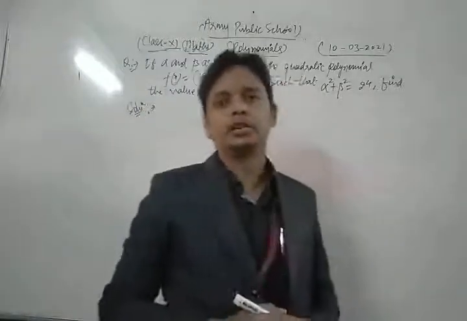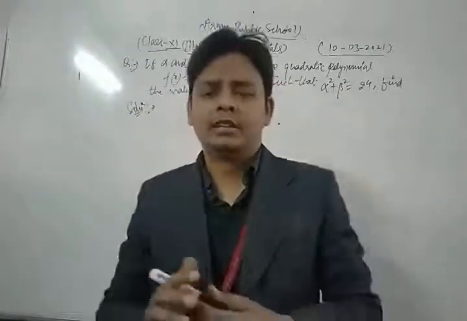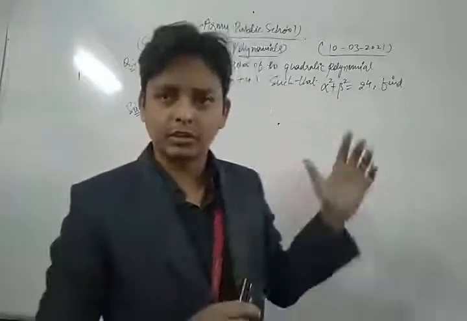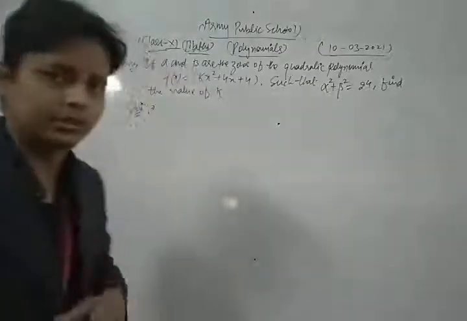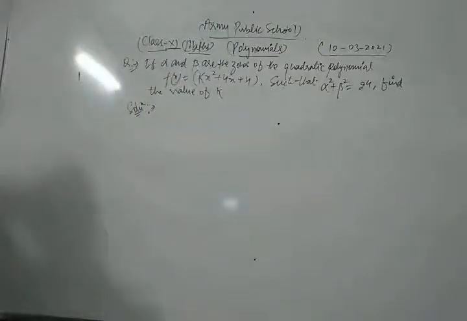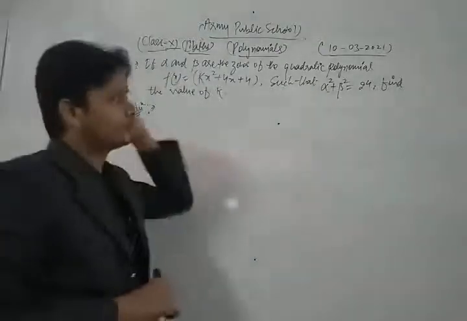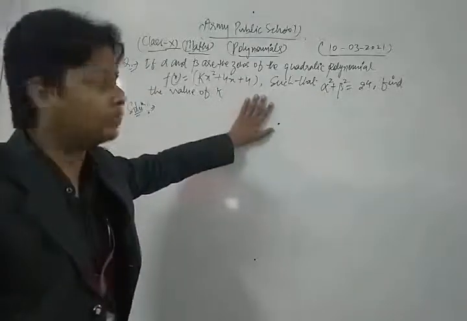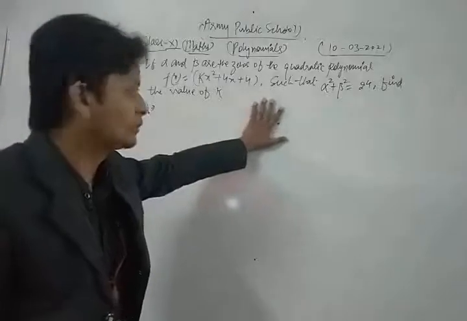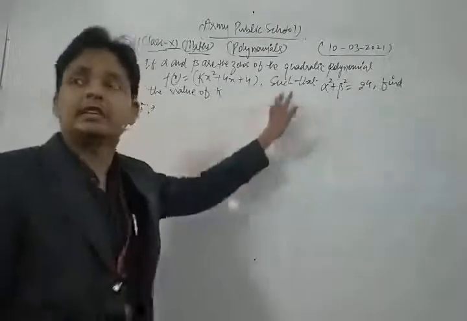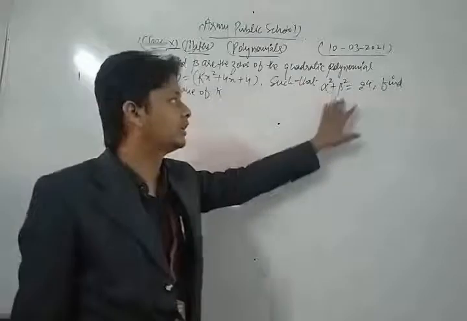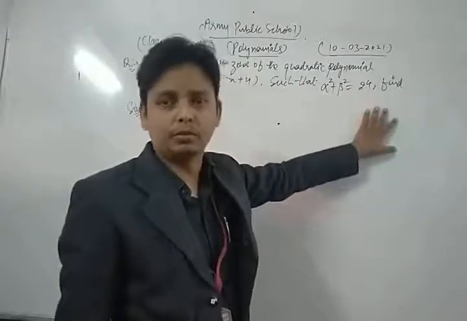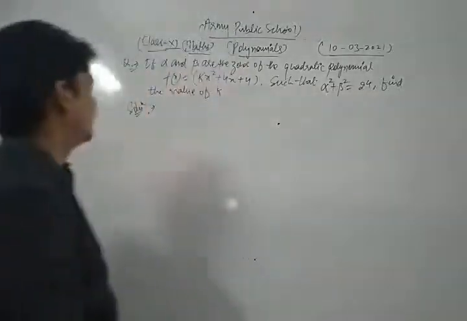Okay, dear friends, this is one of the most important questions of your syllabus. So please concentrate on this question and we simplify it. Here, dear students, alpha and beta are the zeros of the quadratic polynomial f of x is equal to kx square plus 4x plus 4, such that the relation alpha square plus beta square is equal to 24. Find the value of k.